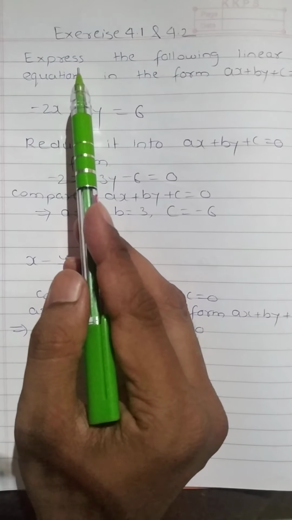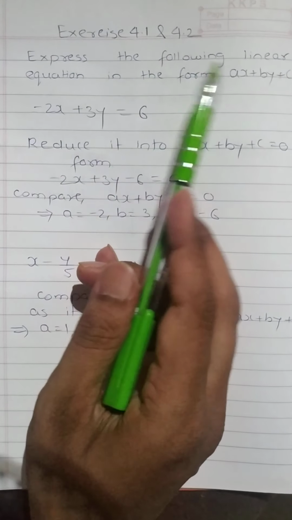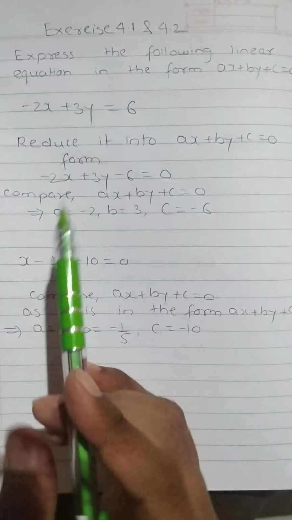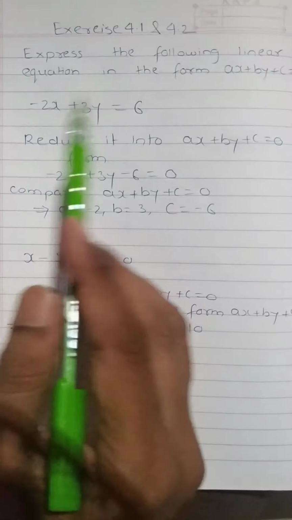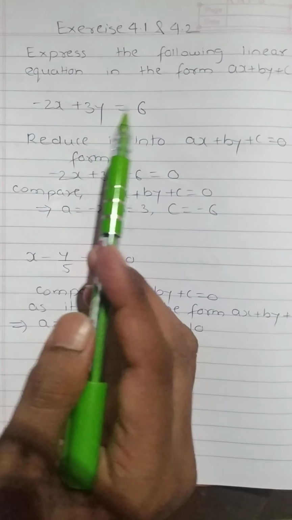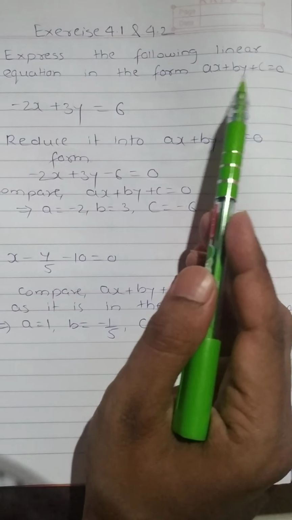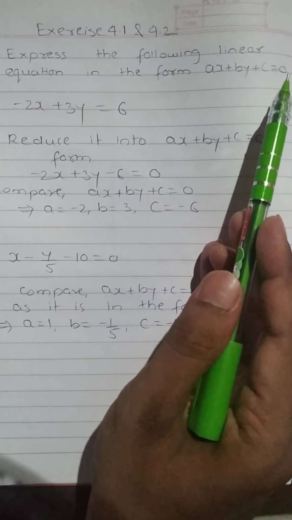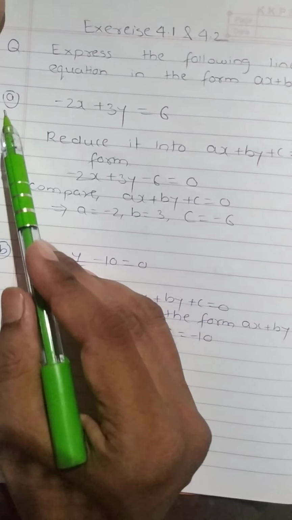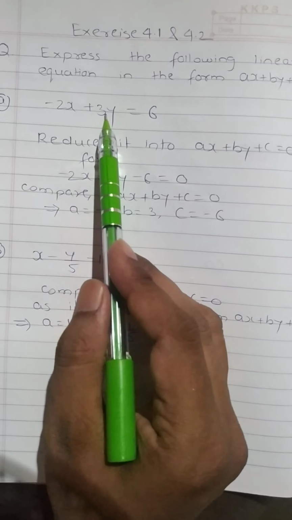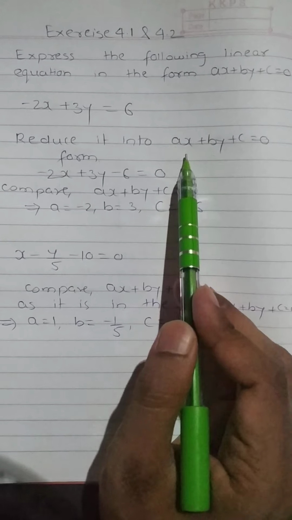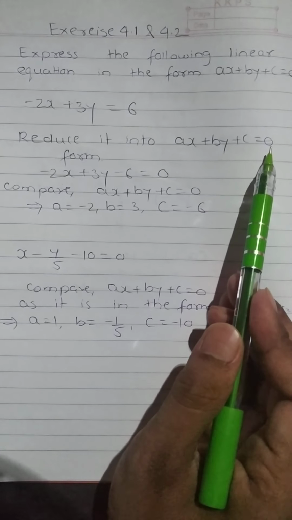Now here, express the following linear equations in the form of ax + by + c = 0. Now dear students, here we have some equations and we are asked to express them in the form ax + by + c = 0. This is the first example: -2x + 3y = 6. Now we have to reduce this equation in the form ax + by + c = 0, right?